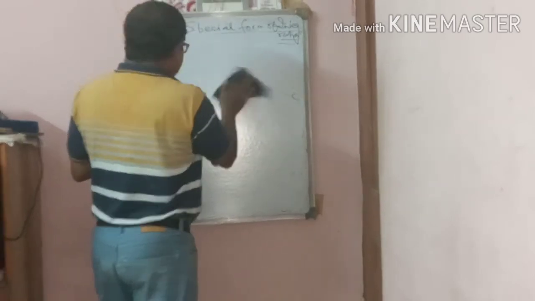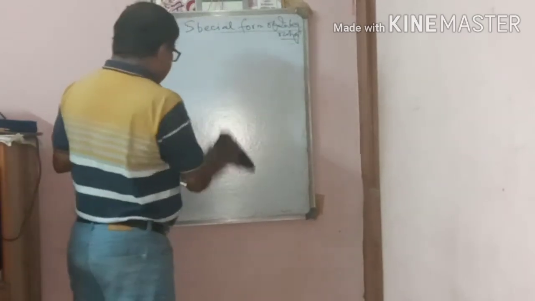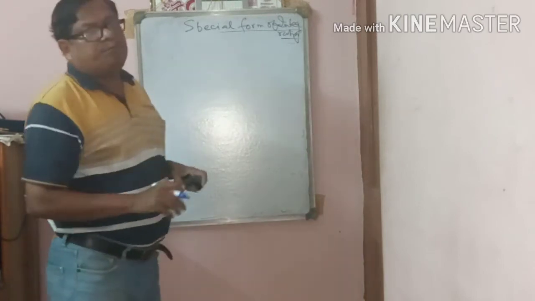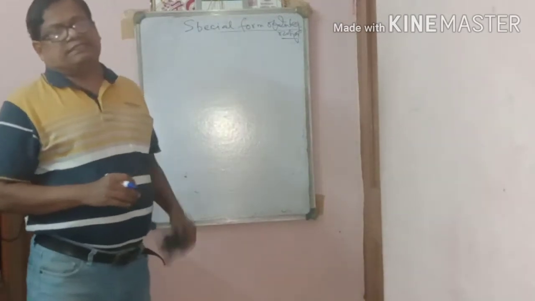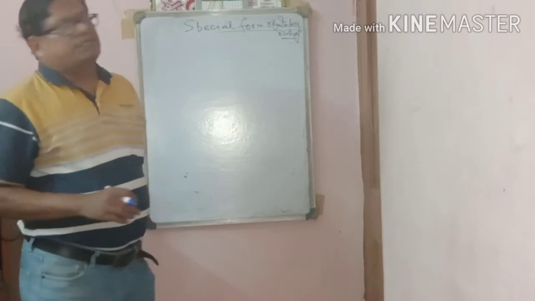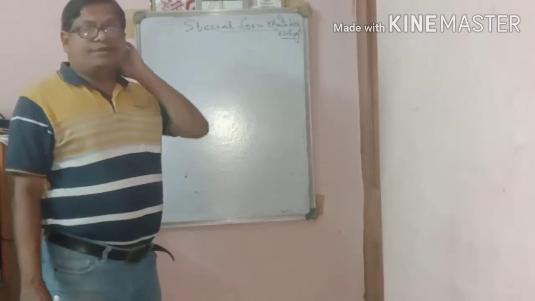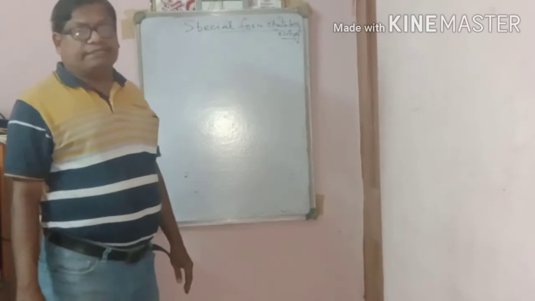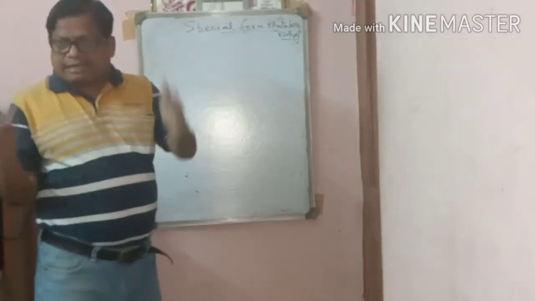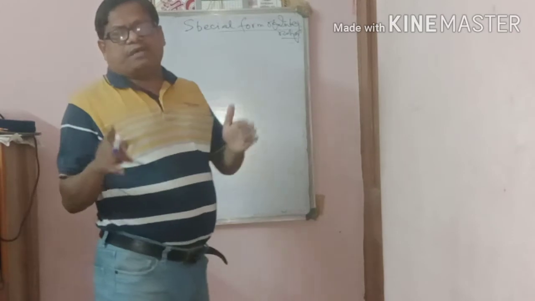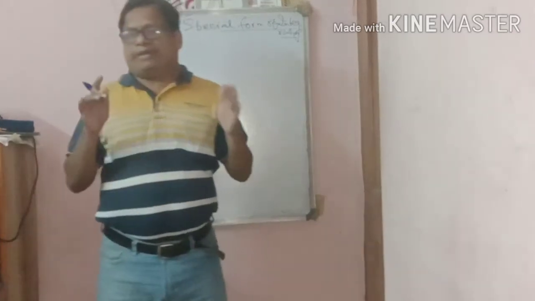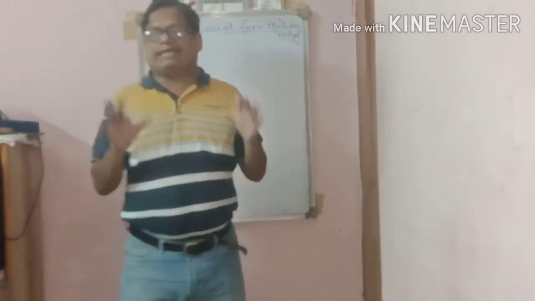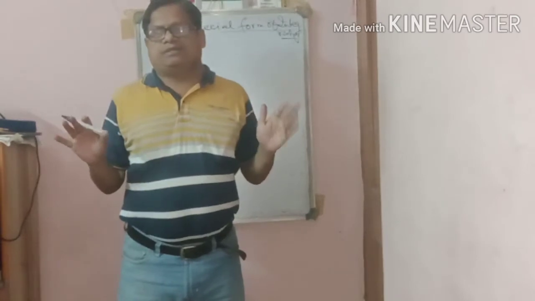This is very important. One important rule is there. If m plus n, the sum, is a negative even number, suppose minus 2, minus 4, minus 8, then what to do?